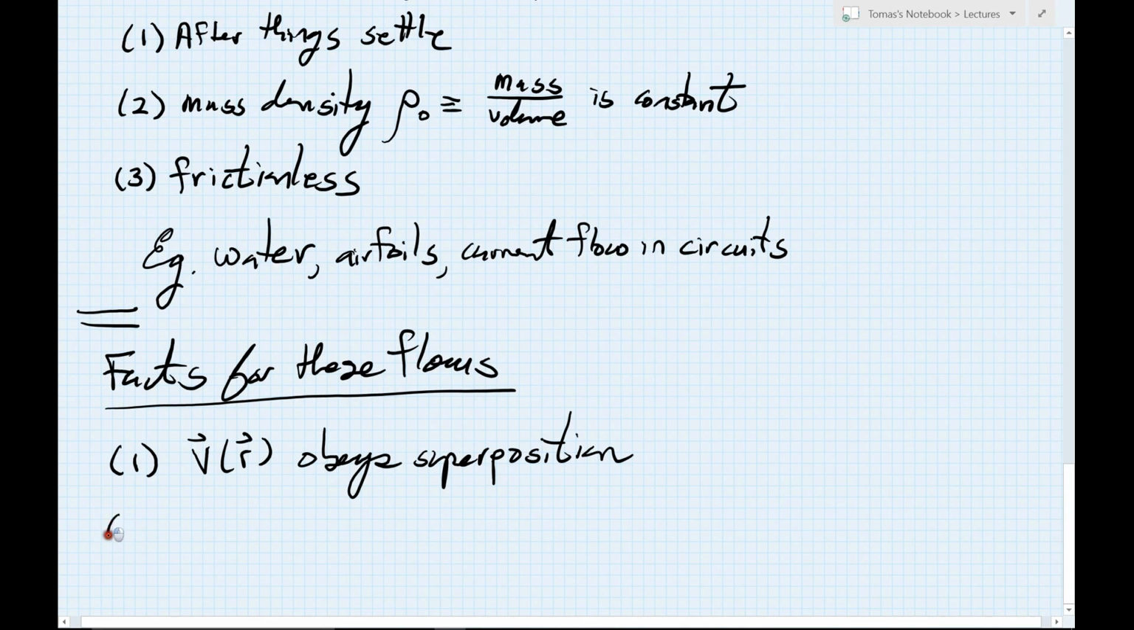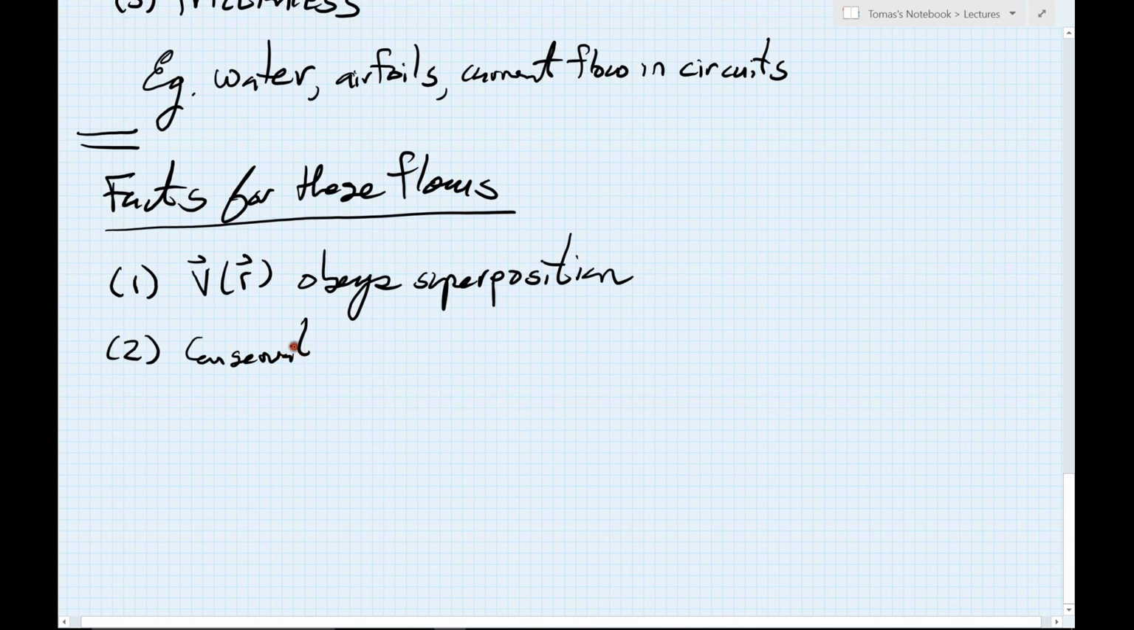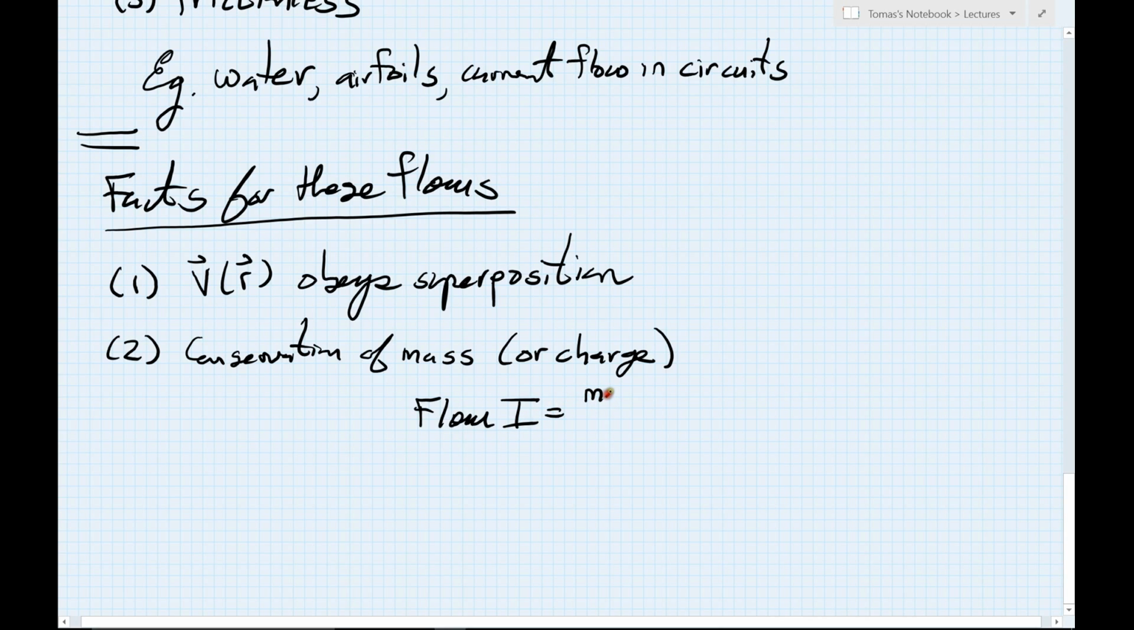The second thing is a consequence of the combination of these flow laws and the conservation of mass if we're talking about a fluid, or charge if we're talking about flow through a circuit. And that conservation law then takes on a very particular form in this case. We measure, notice, flow, and I had mentioned this up above. Flow I is defined to be the mass flowing across any surface per unit time, or in the circuit case, it would be charge flowing per unit time, typically called current in the case of studying electrical circuits. But in any event, that flow obeys the following rule.